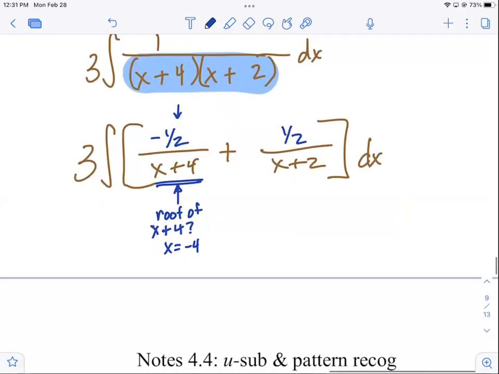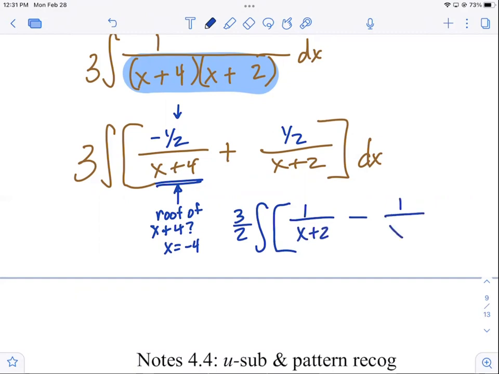Because look what we could do now. I can factor out the 1/2 from both of them and put it out front with the 3. So this becomes 3/2 times the integral of, and I'm going to put the x plus 2 first because I don't like to lead with the negative. And the second one will be -1 over x plus 4.